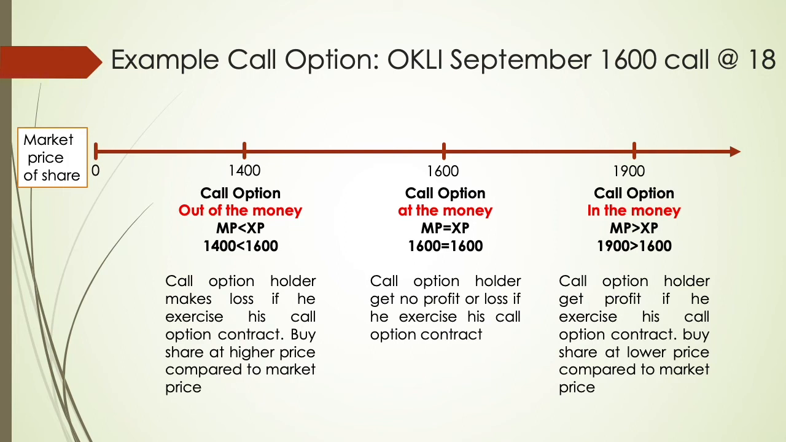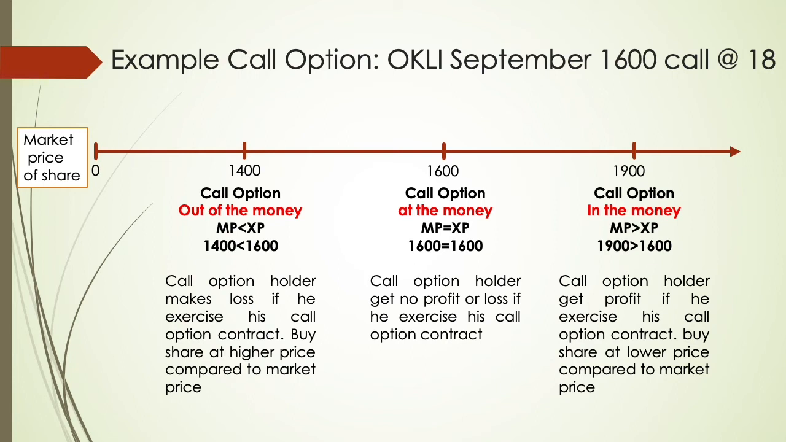Okay, now next we look at what happens if the market price of the share is at 1,600. If the market price of the share is at 1,600, the call option with exercise price 1,600 is considered at the money. Why? Because the market price is equal to the exercise price. So in this case, 1,600 is the market price. The exercise price is also at 1,600. So in this case, the call option holder gets no profit or loss if he exercises his call option contract.